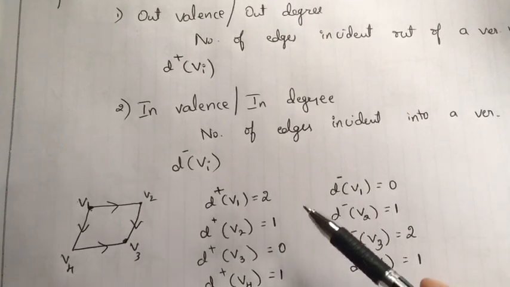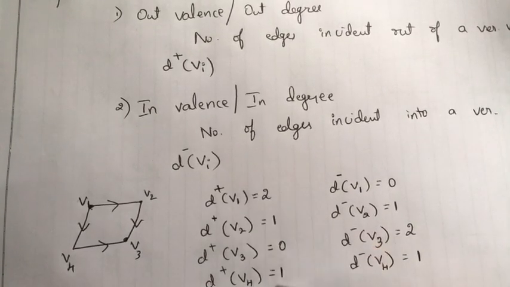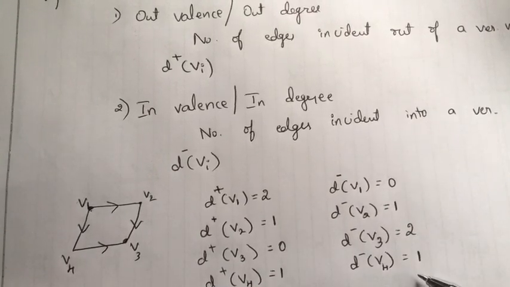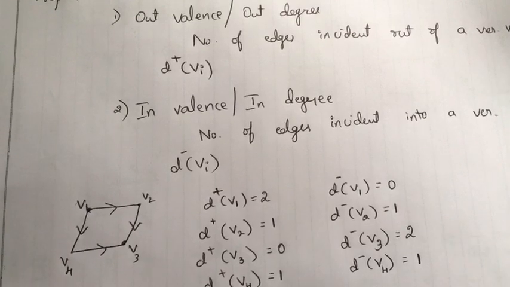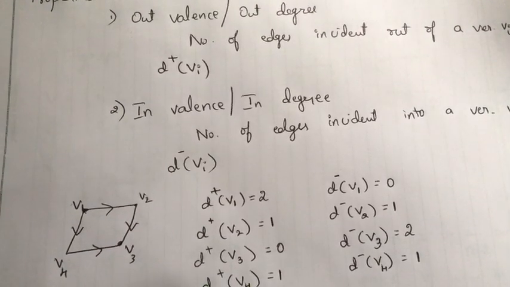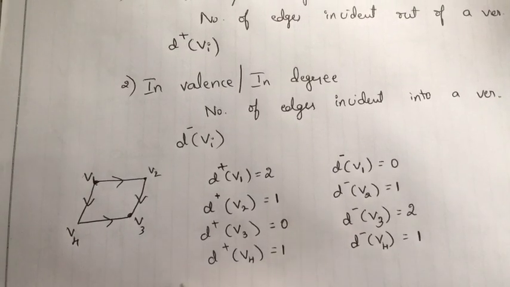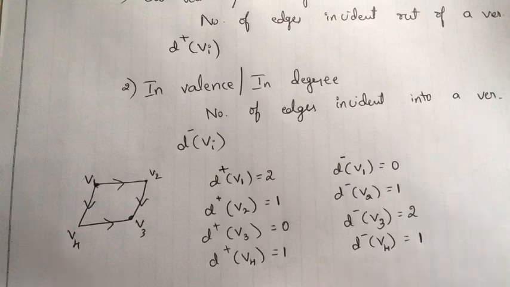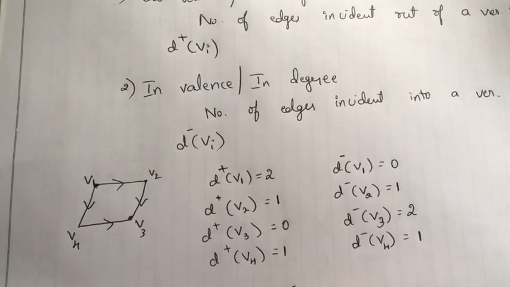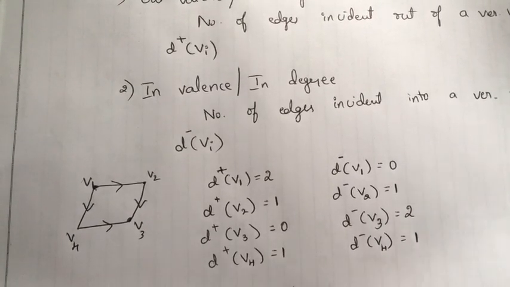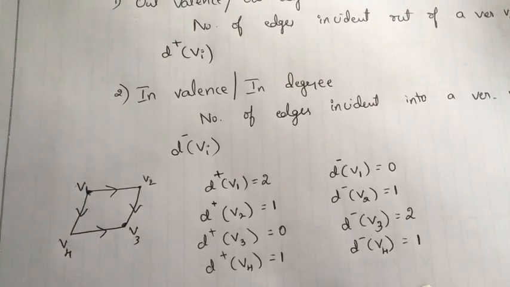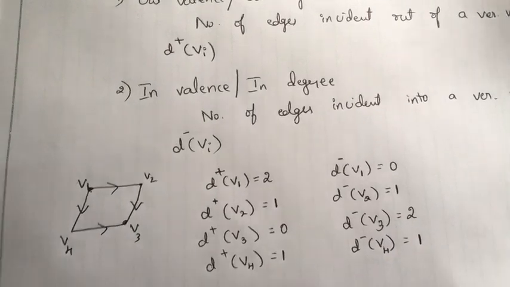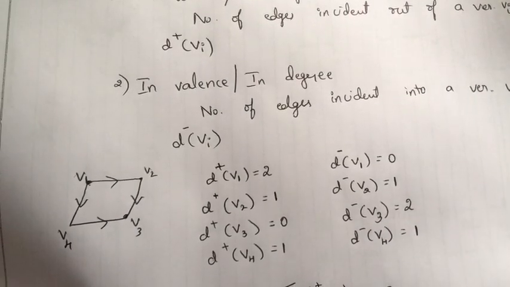We can check one thing. When I sum up all the out degrees, that is equal to the sum of all in degrees. It's quite difficult to prove theoretically, but we can say the summation of in degrees is equal to the sum of all out degrees. In fact, it is equal to the number of edges in the directed graph.